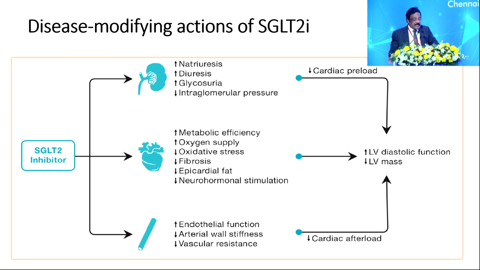Of course, this is the disease modifying action of the SGLT2 inhibitor, where it has shown a tremendous effect on the kidney, the heart and the blood vessels. You can see the effect on natriuresis and metabolic efficiency, increased oxygen supply also, decreased fibrosis in the myocardial system, decreased epicardial fat accumulation, and increased endothelial function. Arterial wall stiffness is much reduced with this molecule.